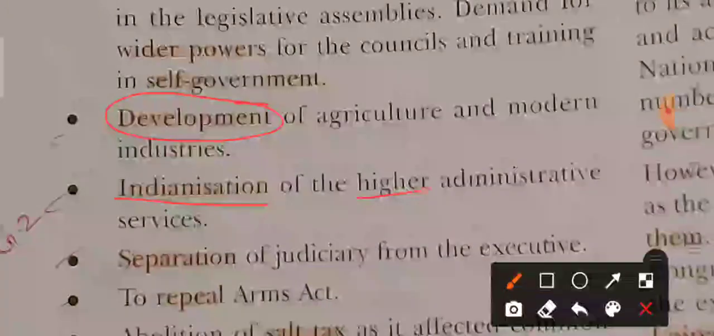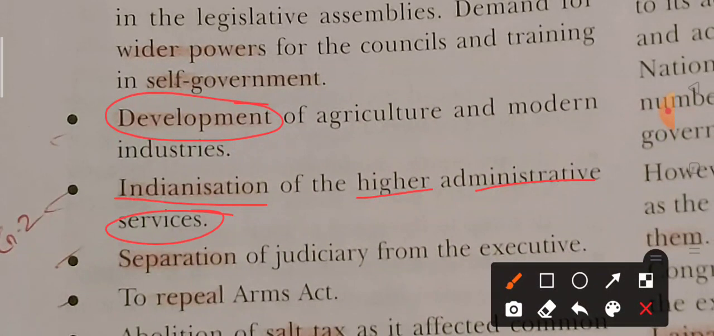Next is the indigenization of the higher administrative services. Actually, in this time only some ethnic groups were able to enter administrative services, and the Europeans were most dominant. So Indians wanted to participate in the civil services examination and become administrators. So this was indigenization.